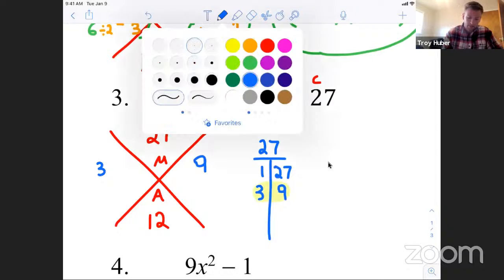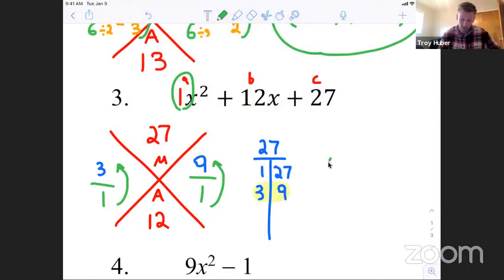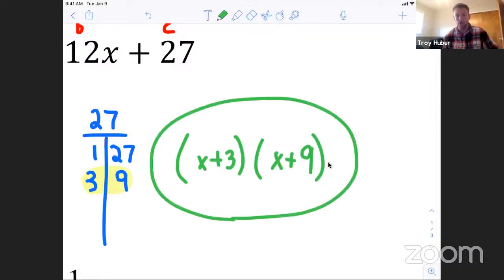And our last step is just to put them both over that A value, which in this case is 1. And now we just read from the bottom to the top. So I have 1x plus 3 and 1x plus 9. Now, again, do we need that 1? No, not really. So I could get rid of those ones. And here's factored form.